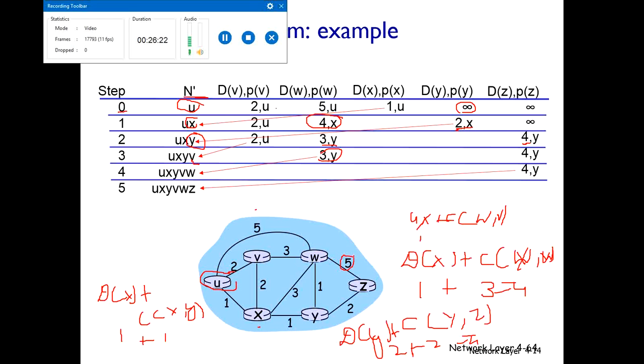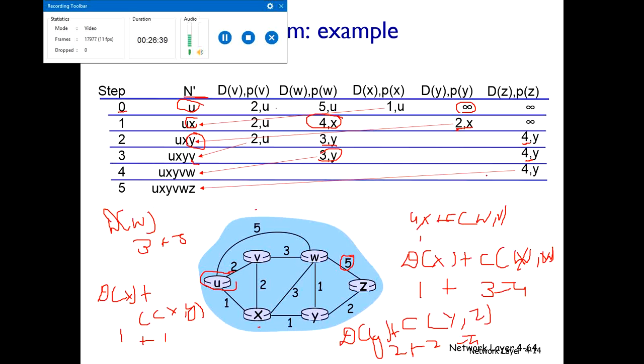W to z is 5, right? We need to check it over here. Now w to z is 5 and cost from u to w is 3 and w to z is 5, which is 8, which is greater than this.